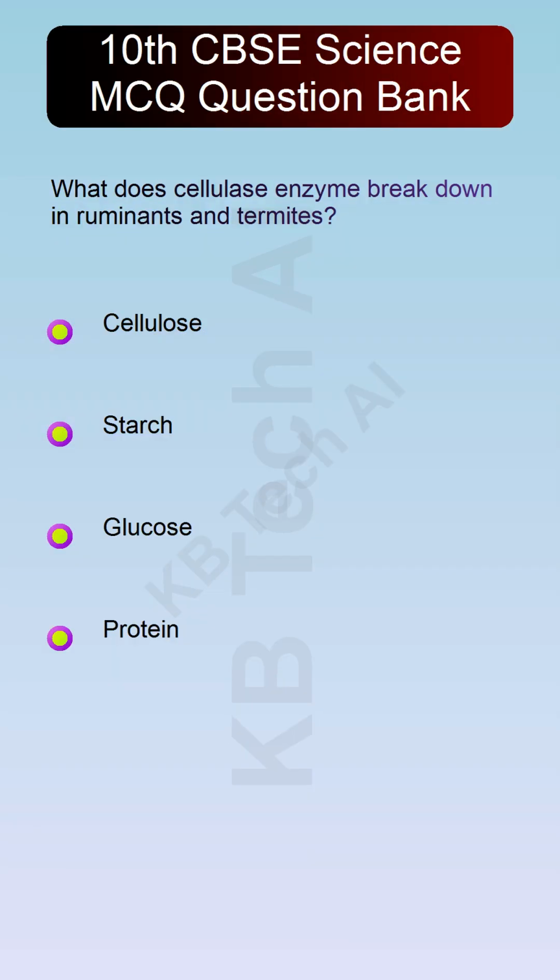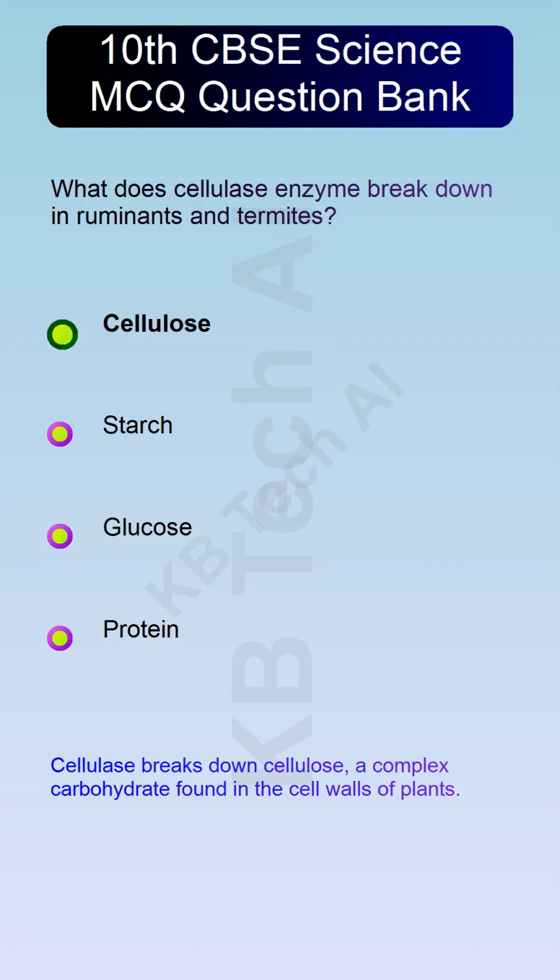What does cellulase enzyme break down in ruminants and termites? Option 1, cellulose. Option 2, starch. Option 3, glucose. Option 4, protein. The answer is, option 1, cellulose.